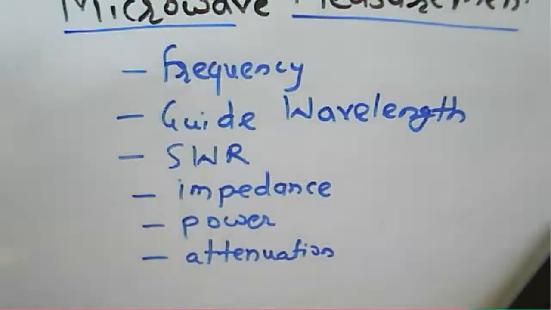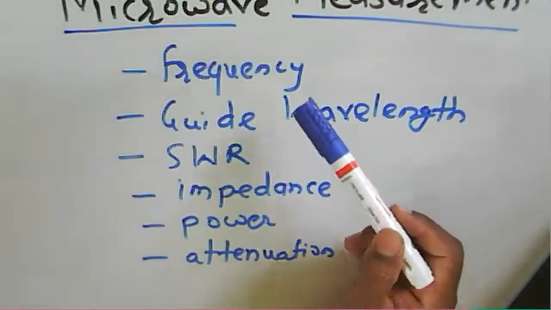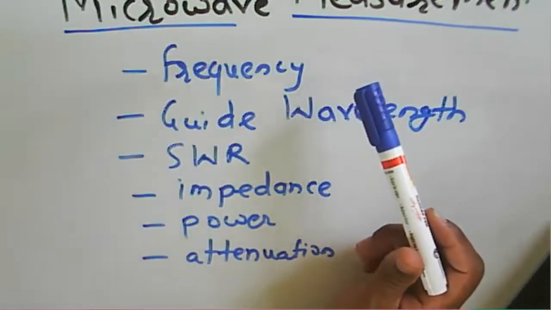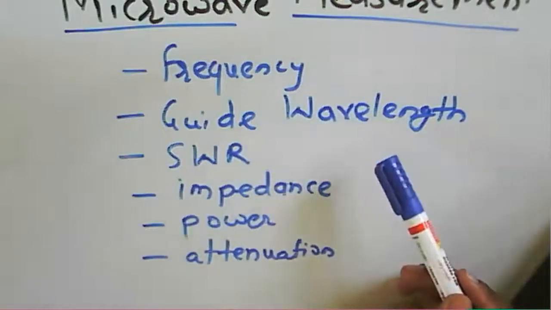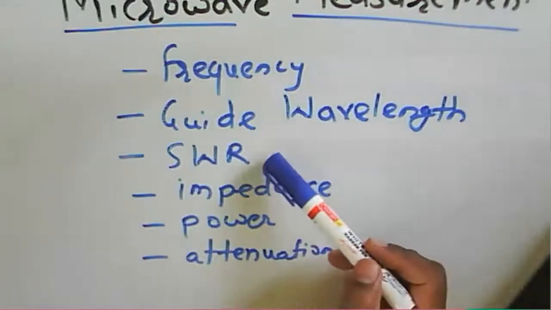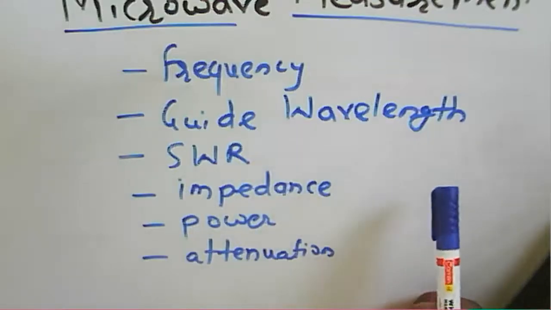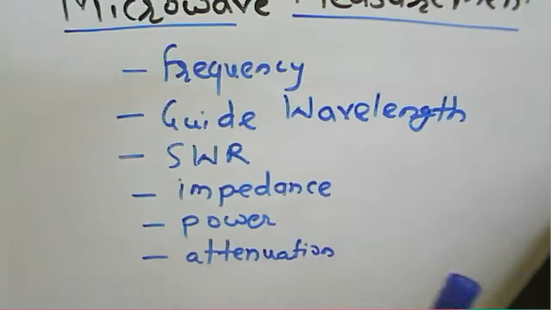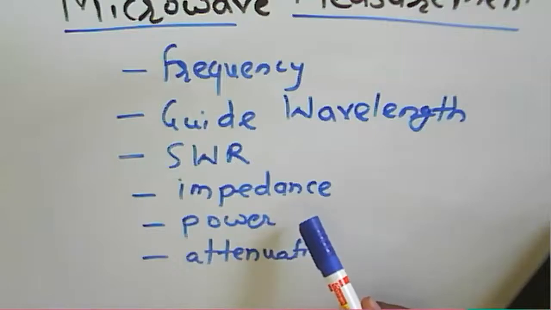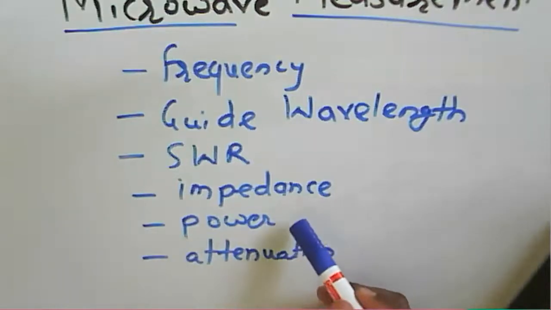Whenever we use any microwave circuit, at microwave frequencies, these are the various parameters that we are supposed to measure, in any circuit. Those parameters are nothing but the frequency: what is the frequency of your signal propagating through the guide? What will be the guide wavelength for the given dimension? What will be the standing wave ratio? What will be the impedance for your signal or for your device? For any device there will be some impedance, depending on how your signal is propagating through the guide.